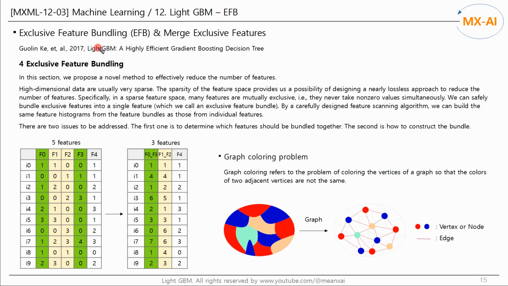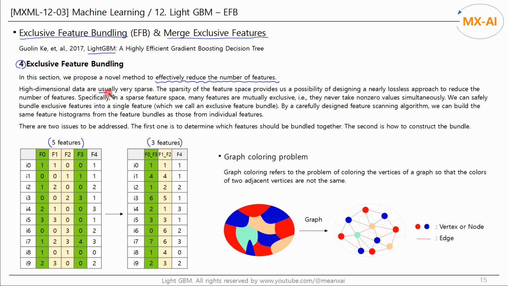In section 4 of the LightGBM paper, exclusive feature bundling and merge exclusive features algorithms are proposed. This section proposes a novel method to effectively reduce the number of features. In the data below, the 5 features are reduced to 3.